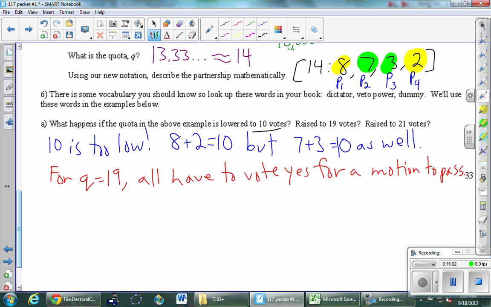So we're going to use this word. The fact that anybody could just say no and that stops it means that they all have one of these things: dictator, veto power, or dummy. It's veto power. When you have the ability to just say, nope, this is not going to happen, I veto it, we'll say they all have veto power.